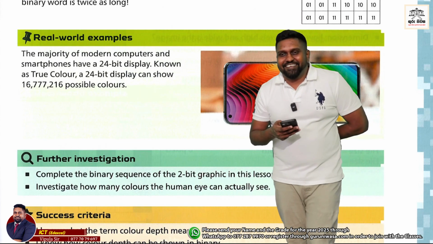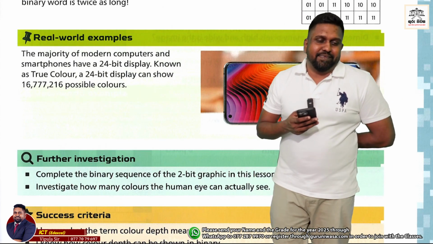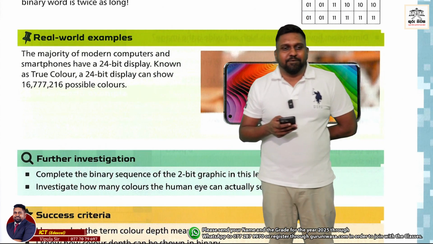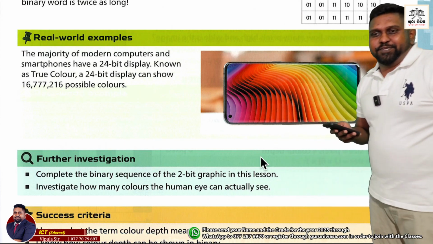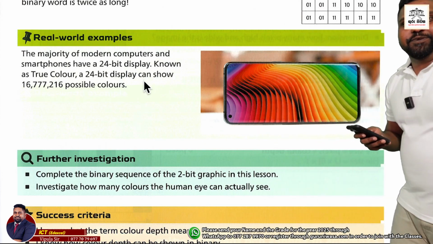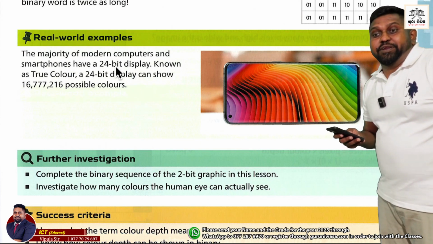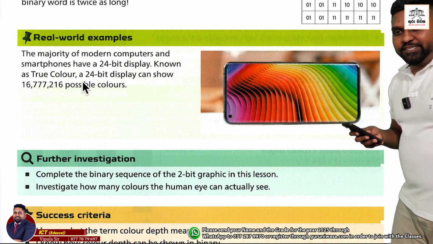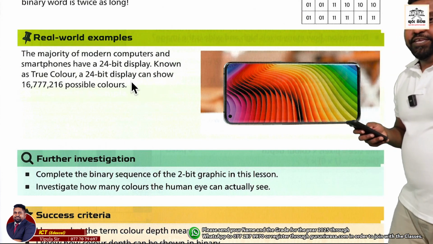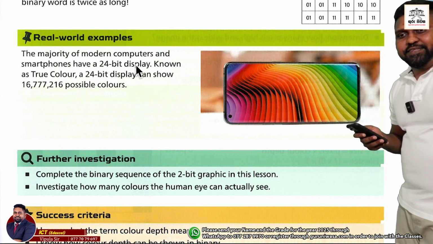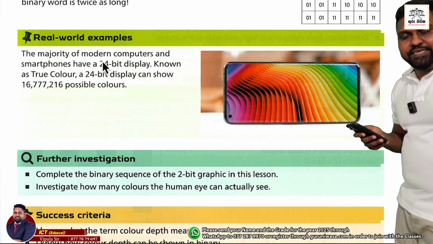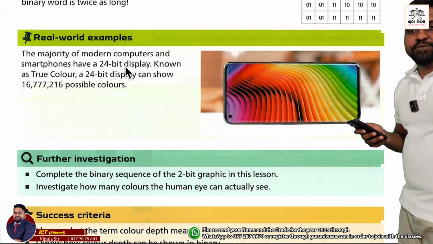Okay, so I hope you got the idea. Just to wrap this up, as you know, most modern computers and smartphones have a 24-bit display, which is known as true color. Remember this point and make a highlight. This panel is known as a 24-bit display.